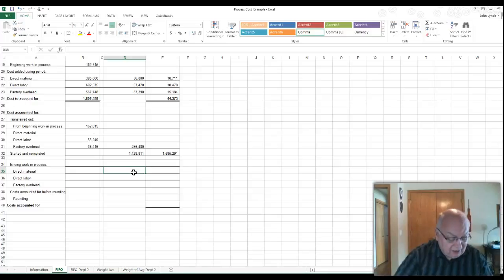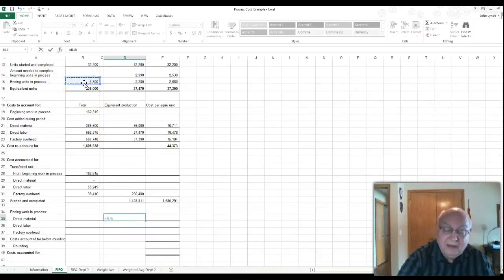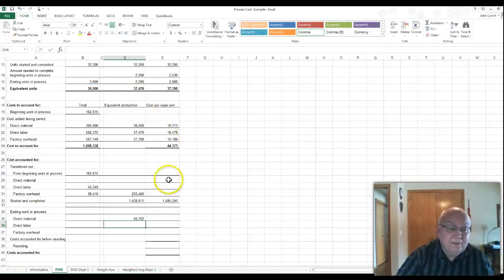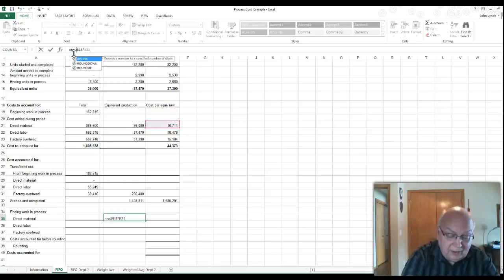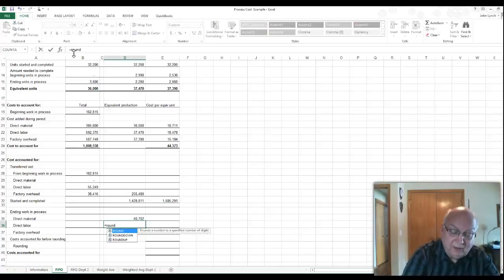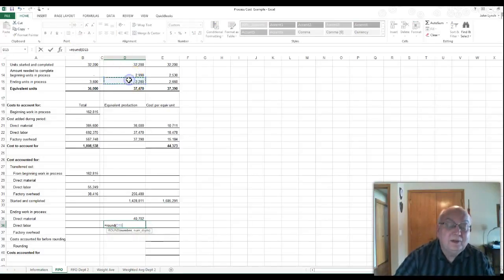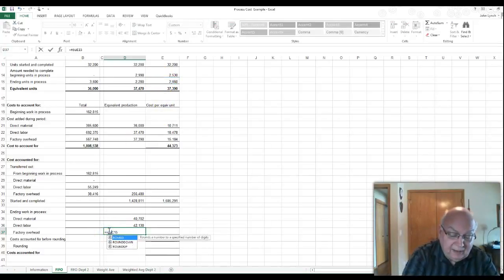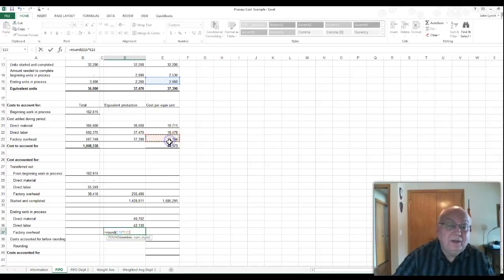Now for the ending work in process, we have the direct materials. And remember, this is ending units in process, so it's the 3,800 times the 10,711. And again, you probably should use the round function for 0 decimals. And equal round, this is for the labor. That was the 2280 times the 18,478. Okay, and then for the overhead, you have the 2660 times the 15,184.